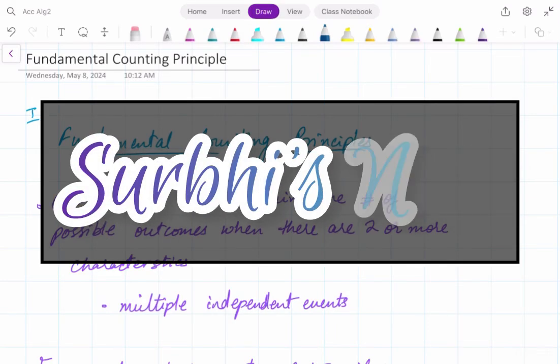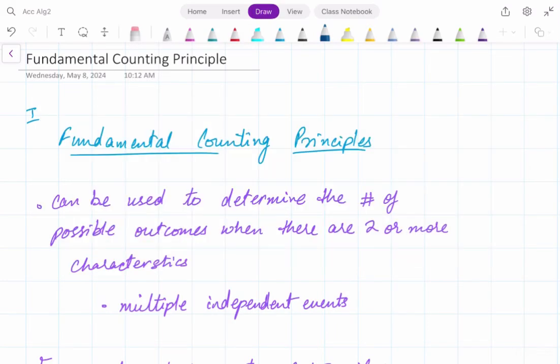Welcome back. Today we will be talking about fundamental counting principles. Fundamental counting principles can be used to determine the number of possible outcomes when there are two or more characteristics. So when there are multiple independent events, we can use fundamental counting principles.